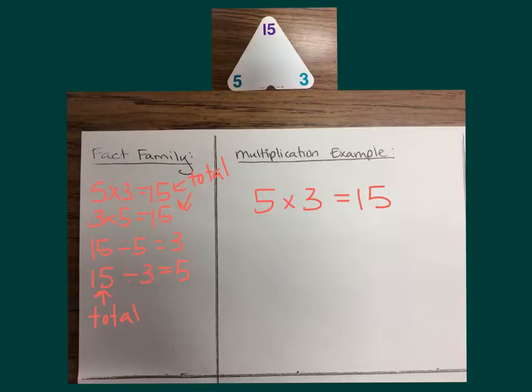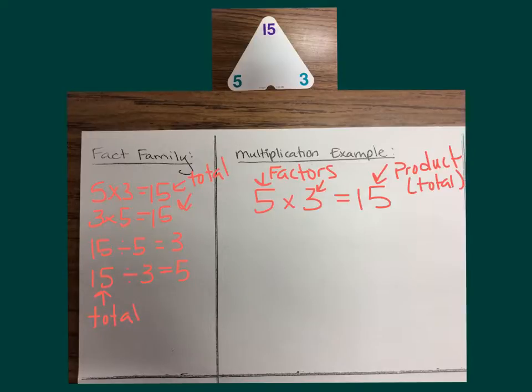So I know that 5 and 3 are factors. So you can see I'm writing above and pointing to the 3 and the 5 to show that I know 5 and 3 are the factors. 15 is the total, and we also call it the product. So I'm going to write product over by 15, and in parentheses I'm going to write total because I always want to remember that product means the total number of items. And in this case, 5 groups of 3 will give me 15 total items.